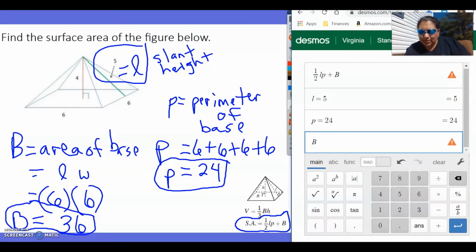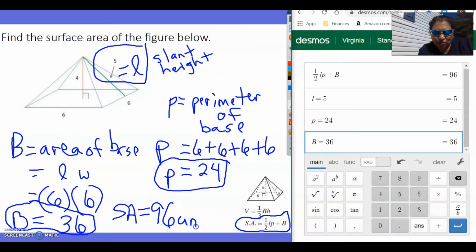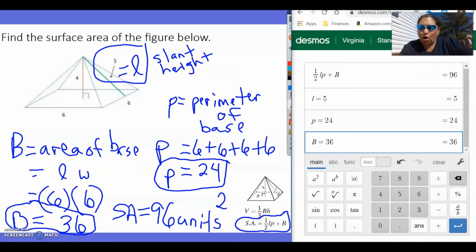Then we calculated big B, which is the area of that square base at the bottom, which would be 6 times 6, which is 36. Okay, so when we put those numbers in, we end up with a surface area of 96. So I'm going to write that right here. Surface area equals 96, and we don't have units, so I'm going to have units squared, because surface area is always units squared. Okay? I hope that worked for you. We'll be back in a little bit with some more examples, okay?